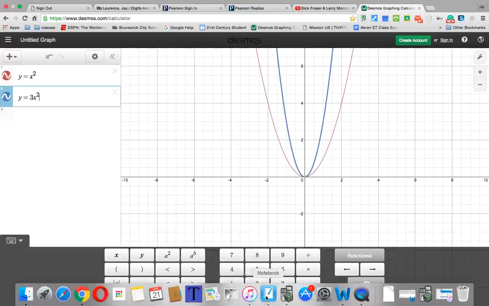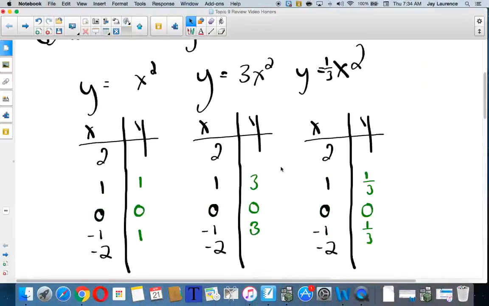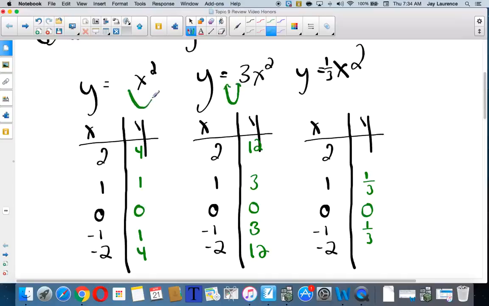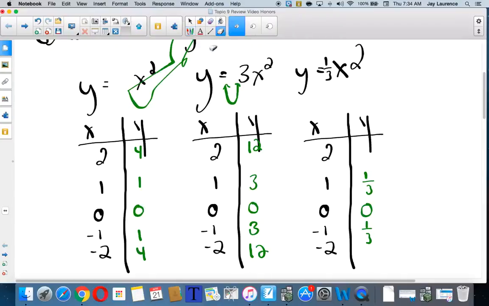So if I go back to this table and figure out what y is when x is 2, I'm going to get 4. And when it's negative 2, I'm going to get 4. But over here, it should be 12, right? So this graph is climbing 3 times faster than this graph over here, which would be more of our standard parabola.